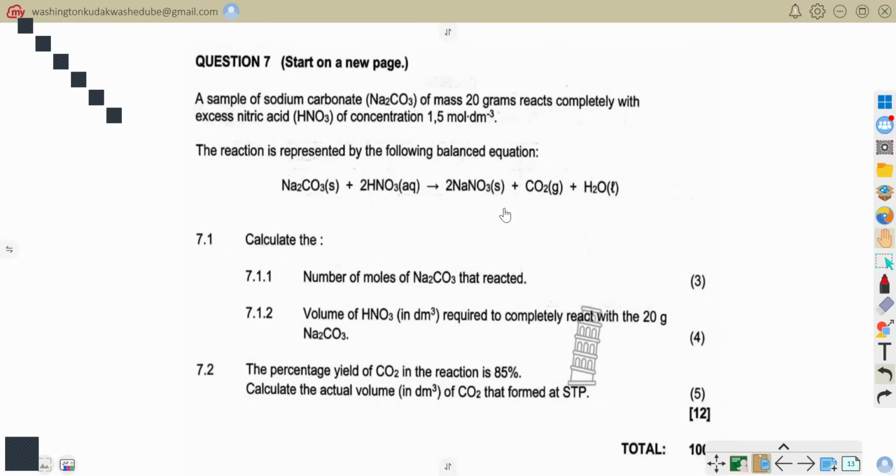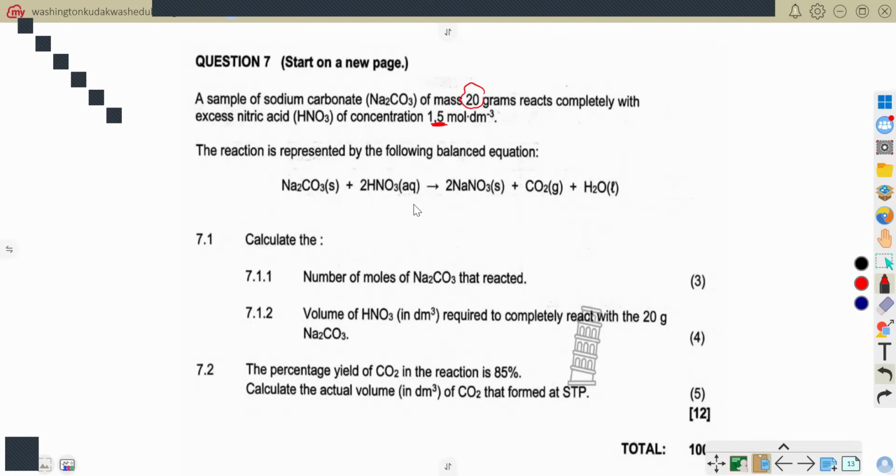And then now we are saying that a sample of sodium carbonate of mass 20 grams. So you are given your mass for the sodium carbonate, and then it reacts with the nitric acid with that concentration.